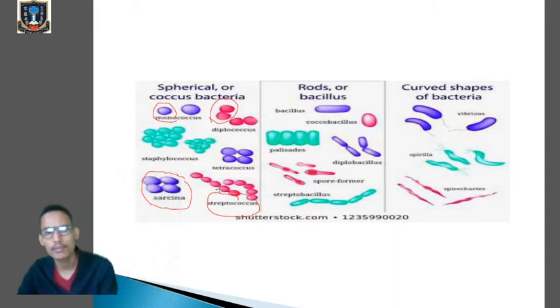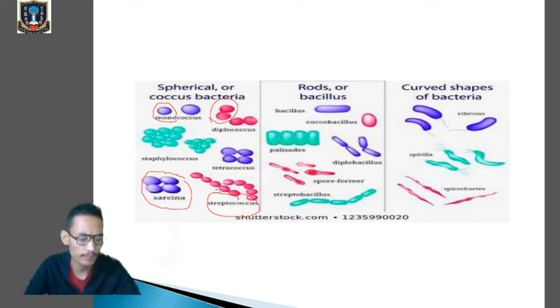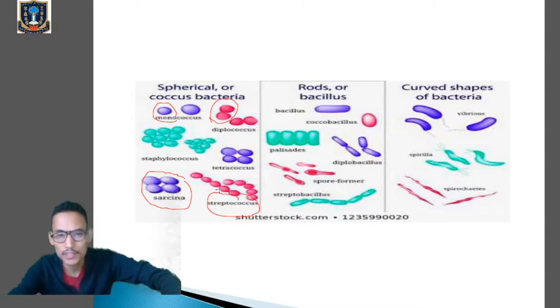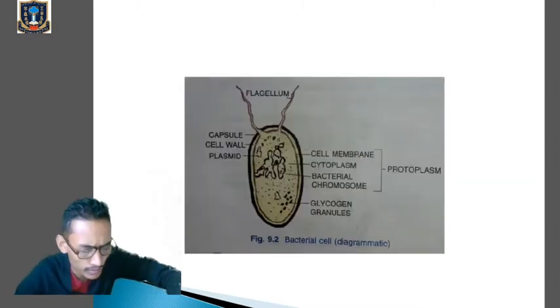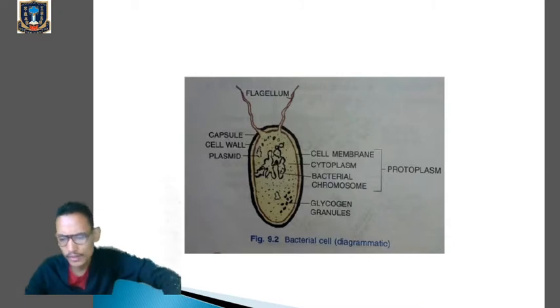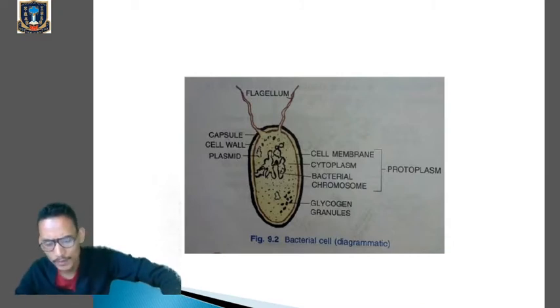Okay, based on their occurrence, either single, double, in a group, in a cluster, or in a chain. Now the next one, we'll go with the structure of bacteria. This is just a brief introduction of bacteria which you have to remember. Afterwards we'll go with the topic that is in the syllabus, but before that, a brief idea about bacteria must be known to every one of you. So kindly listen very carefully.